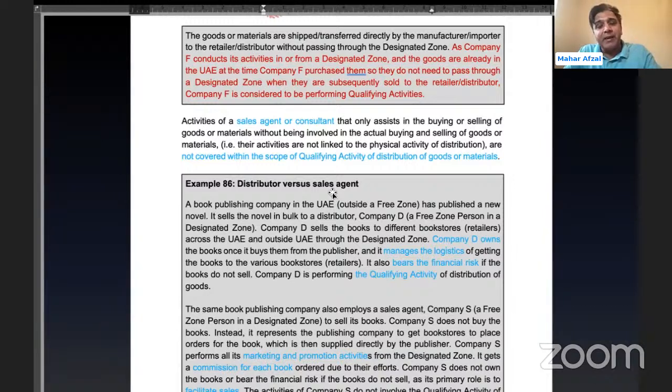I'm repeating. The person must be based within the designated zone. The person must be a qualifying free zone person. All other conditions are being met. Only one requirement is there: the goods need to come in the designated zone. If the goods are being imported, they need to come in the designated zone, and then from the designated zone, clear and go to the mainland. Otherwise, there is no requirement for the goods to come in the designated zone. Still, it will be considered qualifying income, provided the person is based in the designated zone.